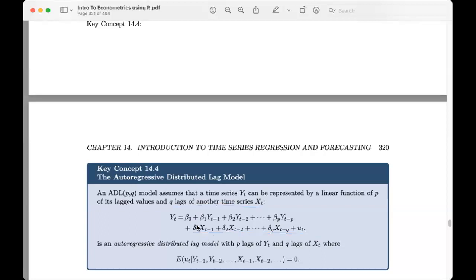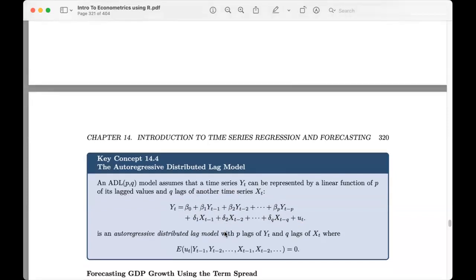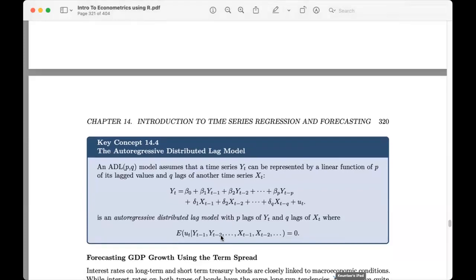So we could see the Q part, which has the lag Q and has coefficients that are represented by the delta and the beta. The lagged Y values are the autoregressive component, whilst the X's are the component that captures other predictors that help us to explain Y, in an autoregressive distributed lag model with P lags of Y_t and Q lags of X, where the zero conditional mean still holds: the expected value of the error term given the Y_t lags and the X_t lags is equal to zero.